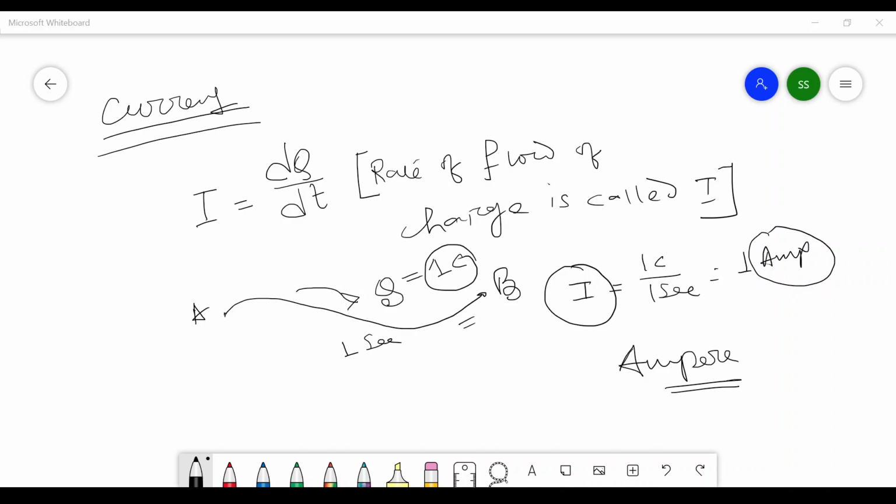Another point I would like to highlight here: the flow of charge which shows the 1 ampere current is the positive charge. Whenever a positive charge is flowing in a certain direction, and 1 coulomb of charge flows in 1 second, the current value will be 1 ampere.